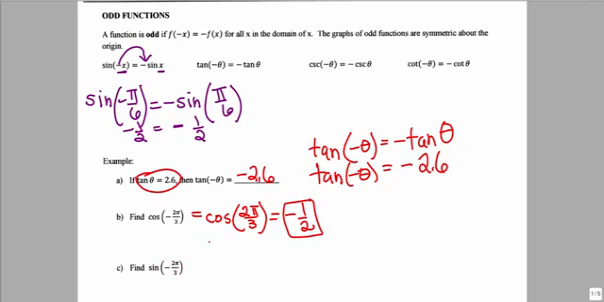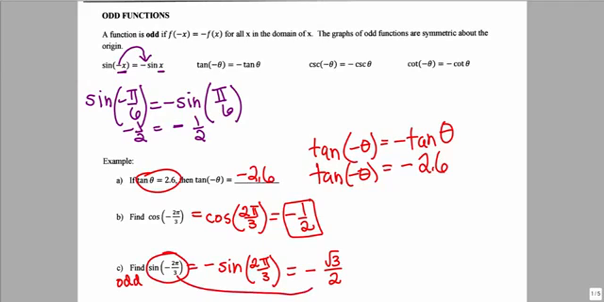Sine of negative 2 pi over 3, since sine is an odd function, this would be equivalent to negative, or the opposite sign, of sine of the positive angle. So if I put positive 2 pi over 3 on the inside, sine of 2 pi over 3 would be equal to square root of 3 divided by 2, and we'll bring our negative out. So sine of negative 2 pi over 3 would be equal to negative square root of 3 divided by 2.